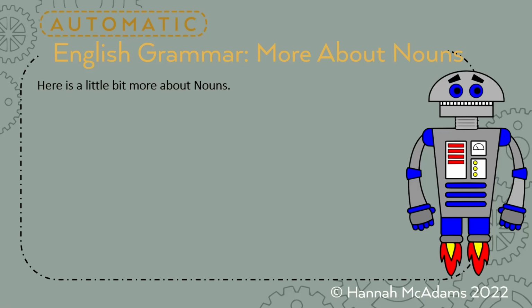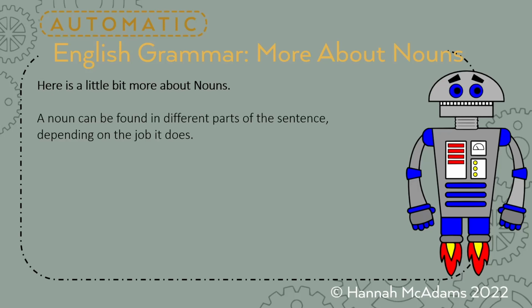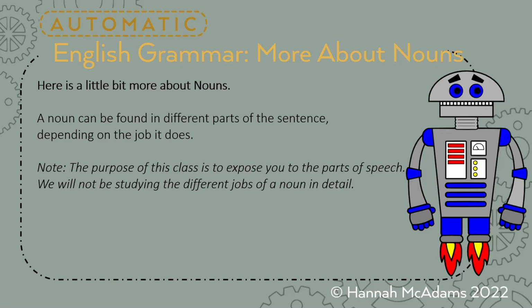So, okay, here's a little bit more about nouns. A noun can be found in different parts of the sentence depending on the job that it does. So this is only in English. In English, the word order is really important. So anyway, I want to show you this. And again, the purpose of this class is just to expose you to the parts of speech. We will not be studying the different jobs of a noun in detail, but I want to show you some of them.